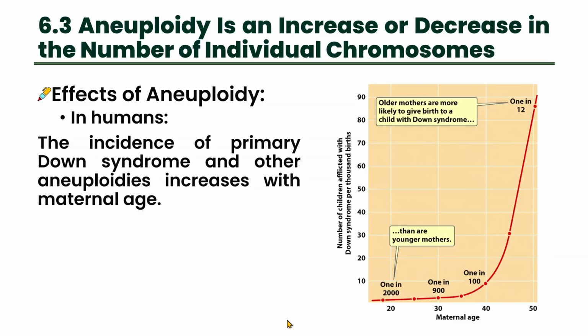The incidence of primary Down syndrome and other aneuploidies increases with maternal age. In other words, older mothers are more likely to give birth to a child with Down syndrome compared to younger mothers, as in this graph. So the older the mother, the more likely that she will give birth to a child with Down syndrome.